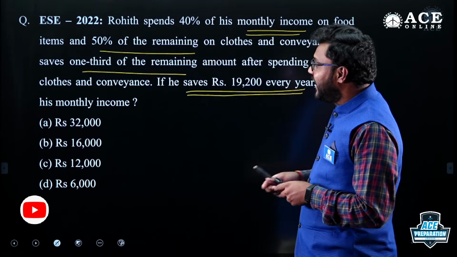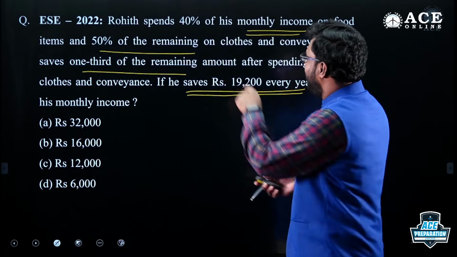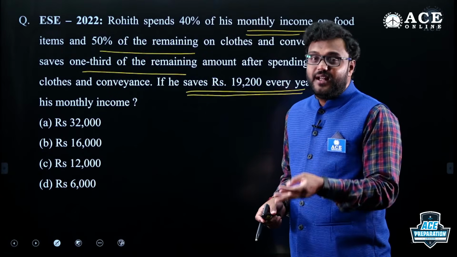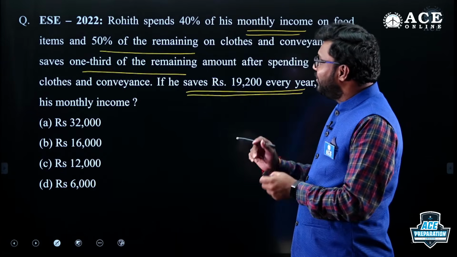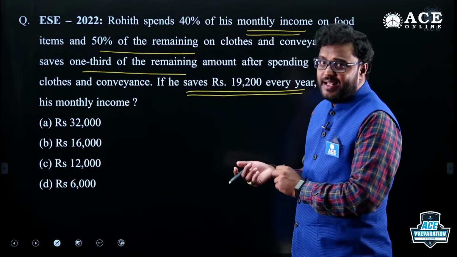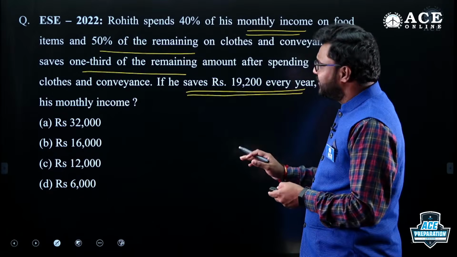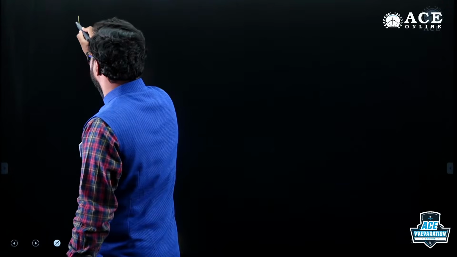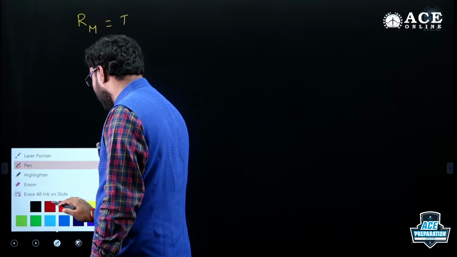Now fine, here you have to calculate what is the monthly income. You can do assumption also, because here 40%, 50%, 1/3 division. So when the divisions are all in percentages, you are allowed to do assumption. I don't know Rohit's monthly salary. You can assume some value, or else you can take T and proceed. Now let's see, two methods we'll perform. Rohit's monthly income we don't know, let it be equal to T, or you can assume some value also.